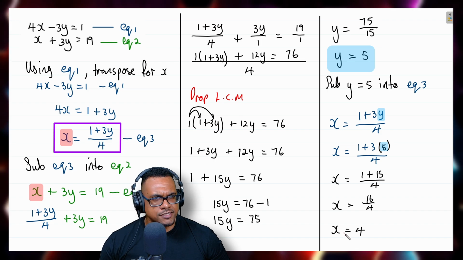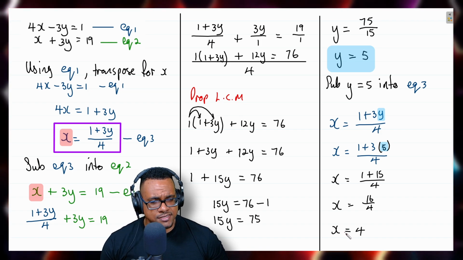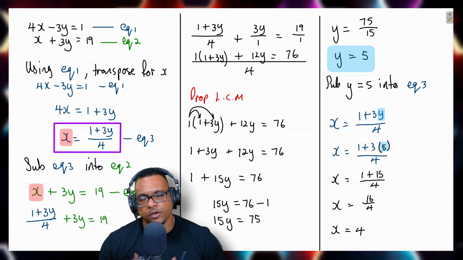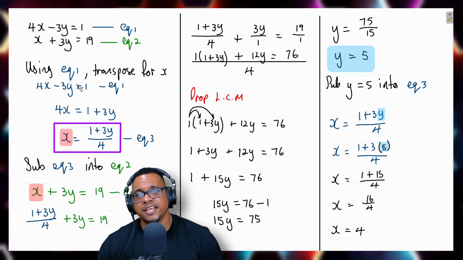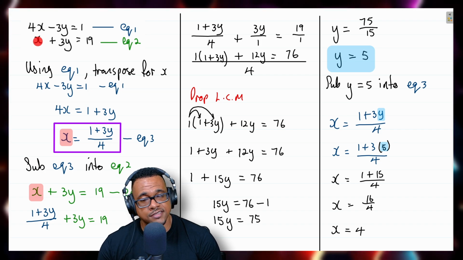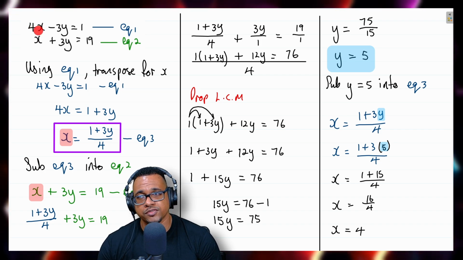All right, so I don't have space to write answer is equal to, but you can see the answers here. x is equal to 4 and y is equal to 5. Now, in the two versions of working this out, I transpose for x. So I use equation 2 first and I transpose for x. And in the second version, I use equation 1 and I transpose for x.